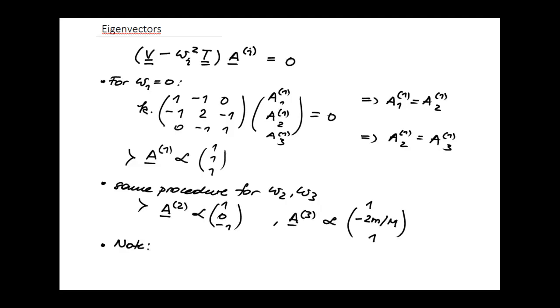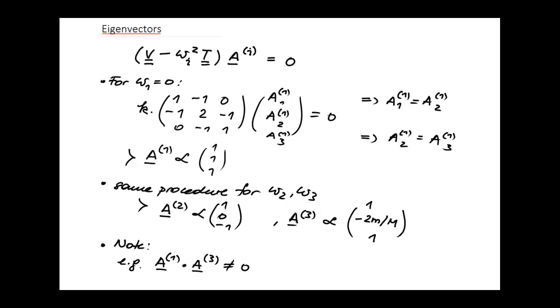Now note that these eigenvectors are not necessarily orthogonal with respect to the ordinary scalar product. For example, if you take the ordinary scalar product of the first eigenvector A1 with the third eigenvector, then unless you have a very special ratio of the two masses, in general this ordinary scalar product is different from 0.